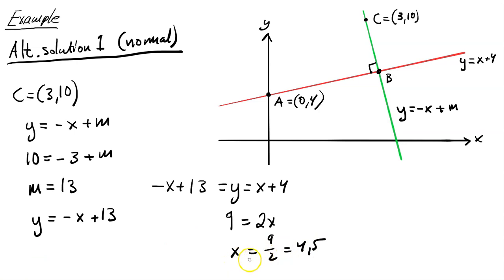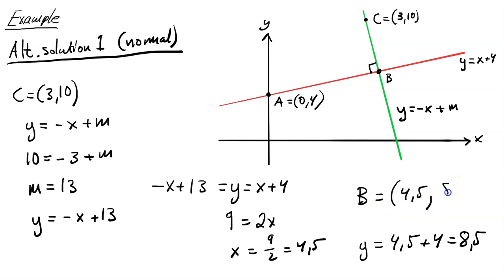So this is the intersection coordinate x, but then we can just plug it in here or there to find what the y coordinate is. Here it's simple, so we just take that one. That's just 4.5 plus 4. This is 8.5. Then we know the coordinates for B. It's just 4.5, 8.5.